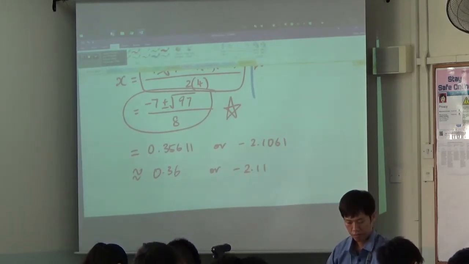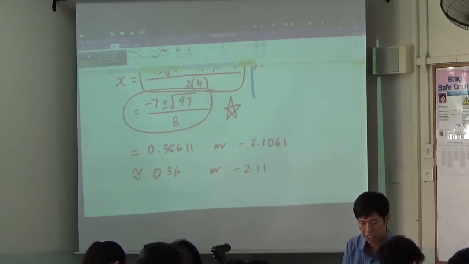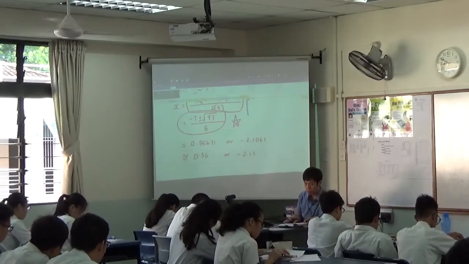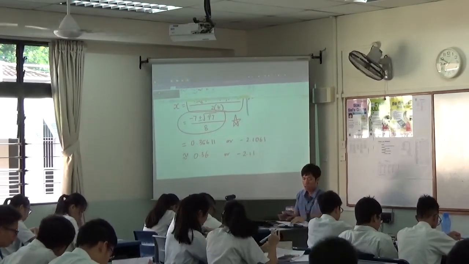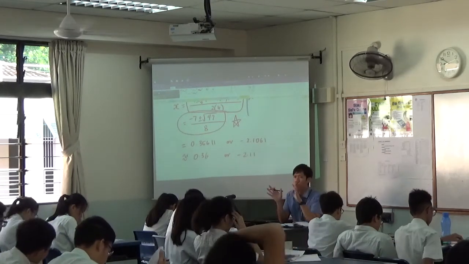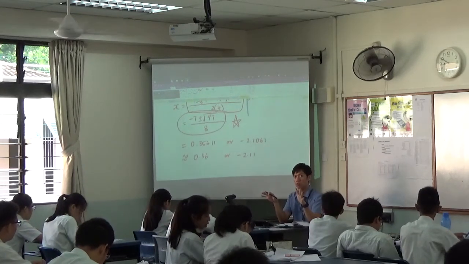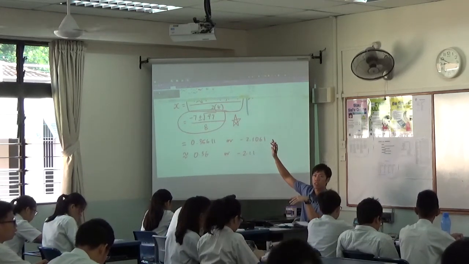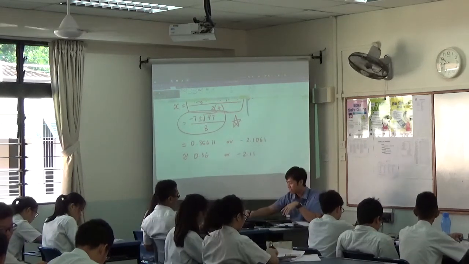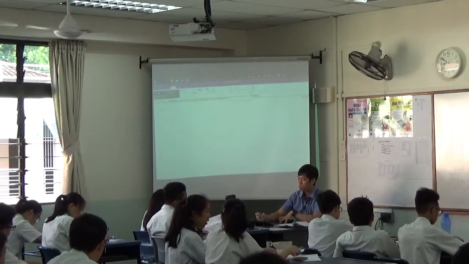Okay, then we have covered the quadratic formula. Okay, can I move on to the next topic? Yes. Am I moving too fast or too slow? No. Or just right? Who needs me to slow down? Raise your hand. Who needs me to speed up? Okay. So I take it that most of you are still comfortable.